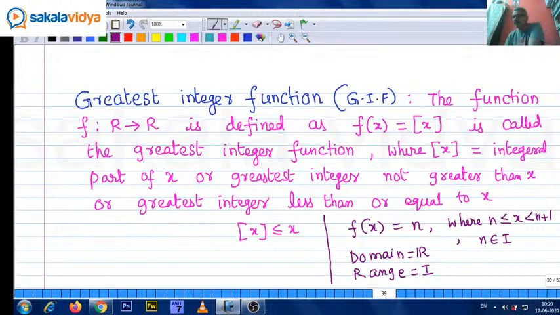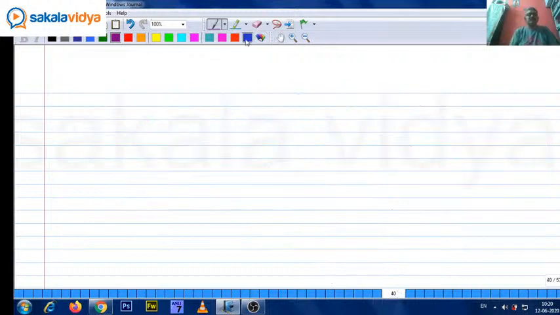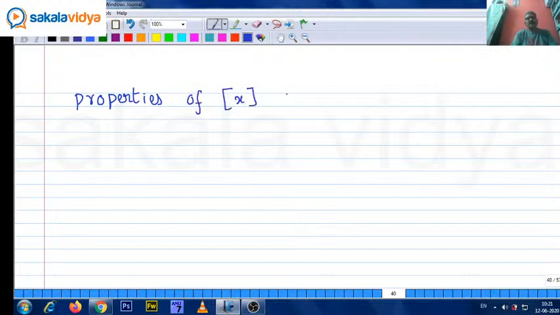So now the properties. Properties of the integral part of x. Let us discuss.